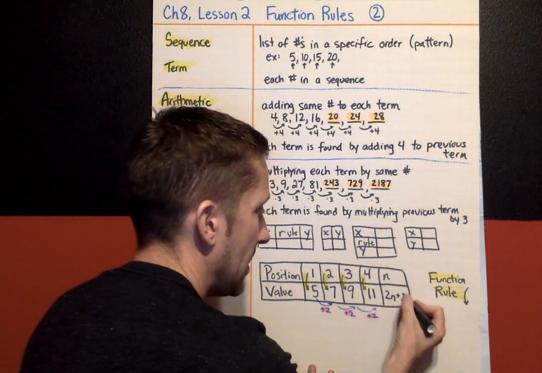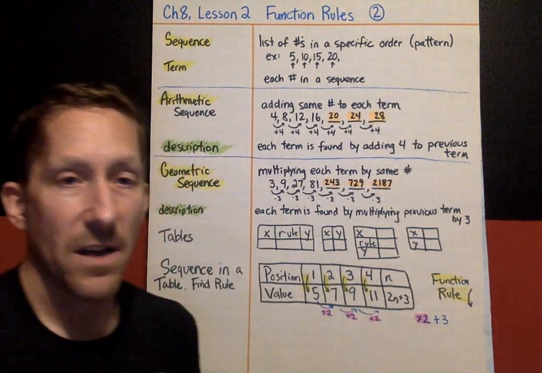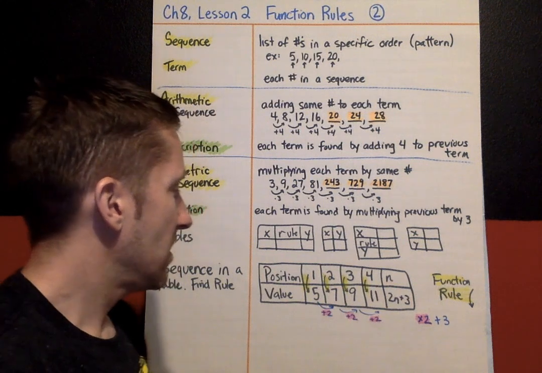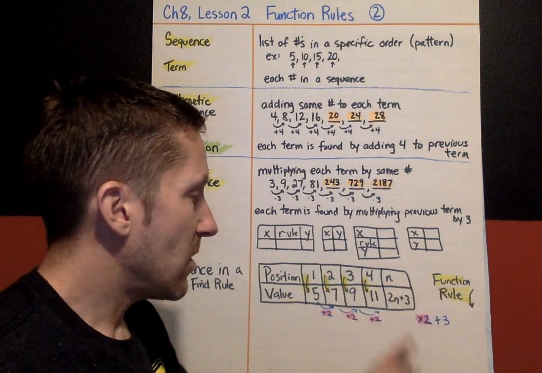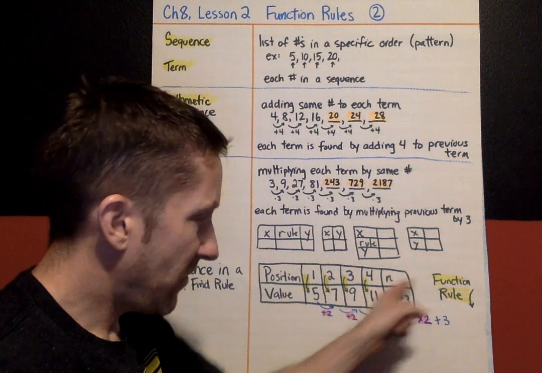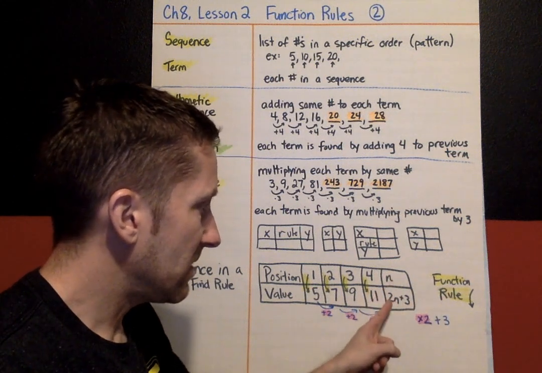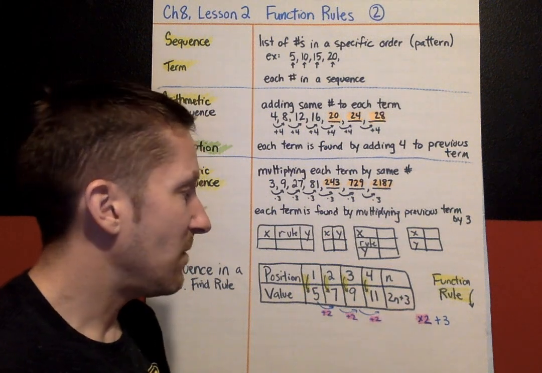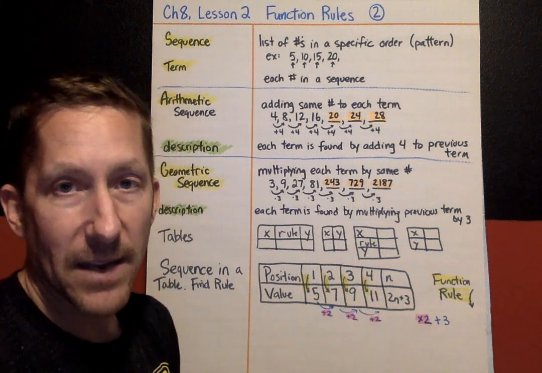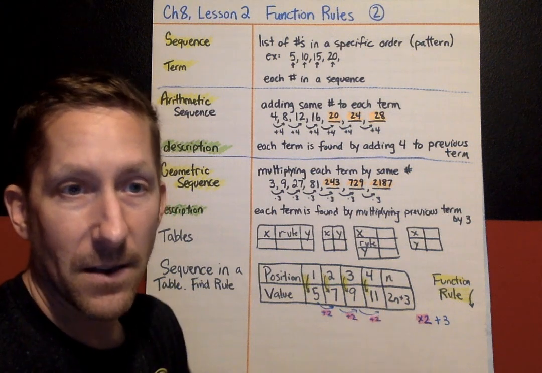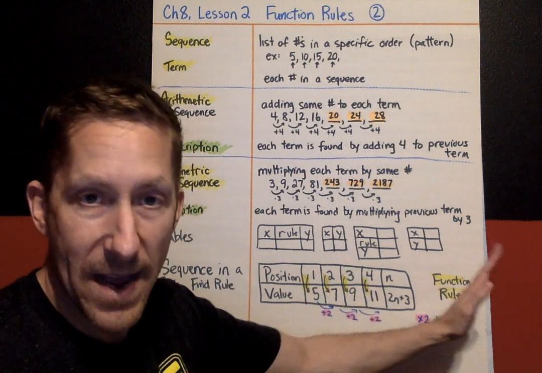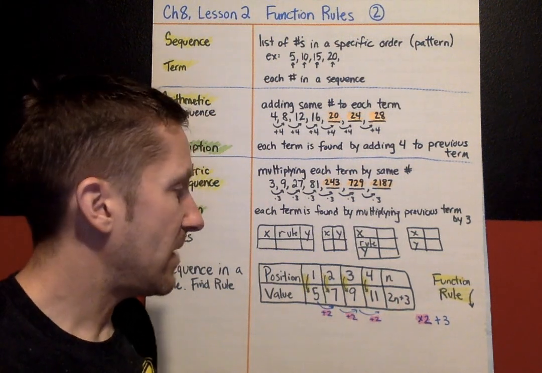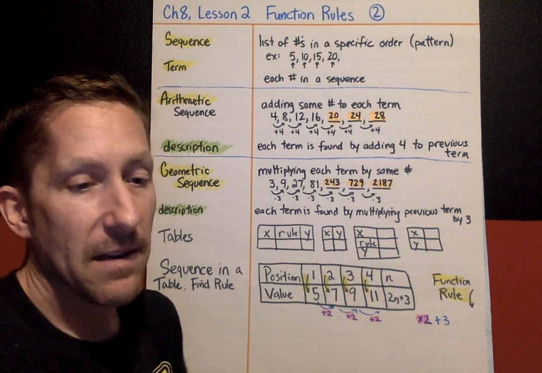This is my rule that works. You could ask, what's the 6th position in this sequence? Without even figuring it out by filling in the table, I could plug in 6. 2 times 6 is 12, plus 3, that value would be 15. I could even go way out to like the 337th position, way out there. Multiply it by 2, add 3. That's what the value of that position is going to be.